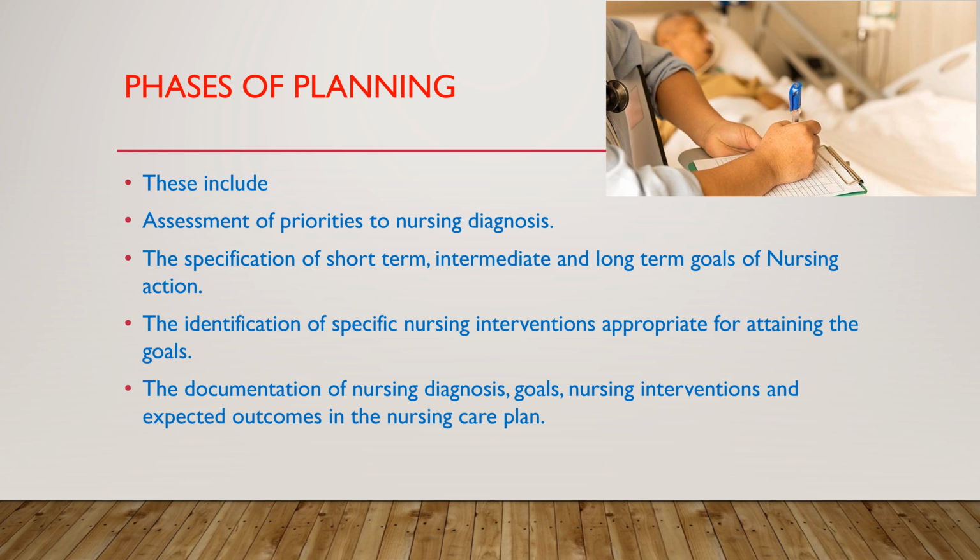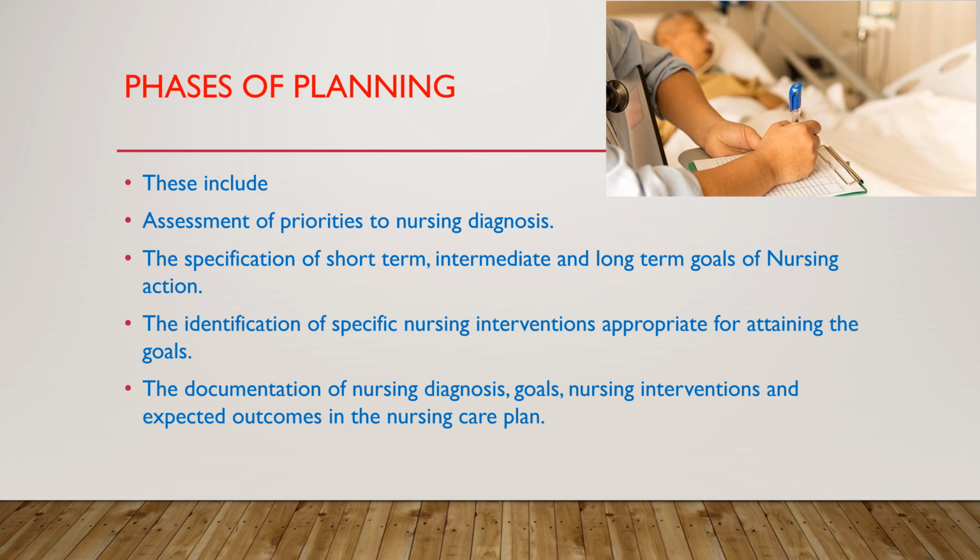And then after that, you have to identify specific interventions which will be appropriate for attaining the goals. So first you did the assessment of priorities, then specification of short term, intermediate and long term goals, and then after that the identification of specific interventions. For the diagnosis which you have prioritized, what are the various interventions needed, by which we can achieve our goal? So we have to identify those specific interventions.